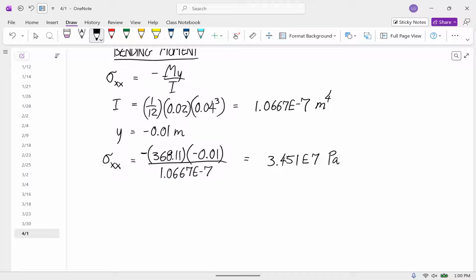So, okay, and so the stress tensor due to the bending moment then is, I'll write it as 34.51 times 10 to the 6, and then zeros everywhere else. You can see that that bending moment contribution is quite a bit bigger than the contribution from tension compression in this case.